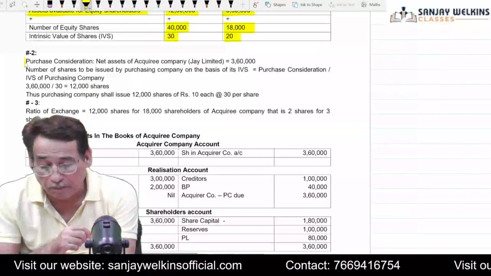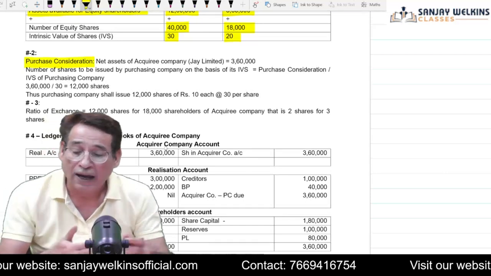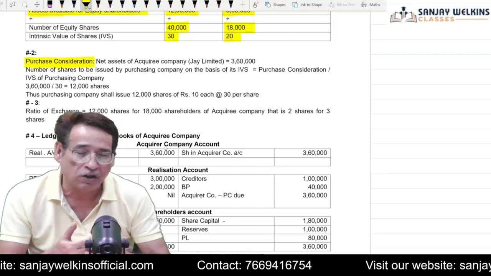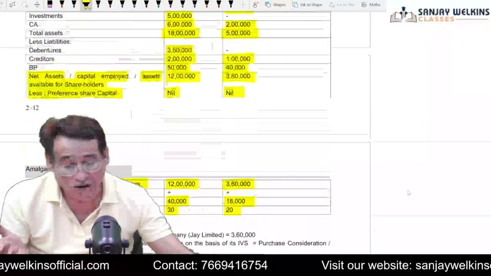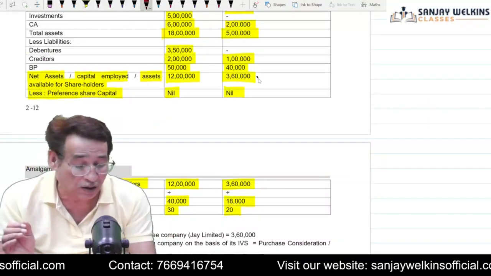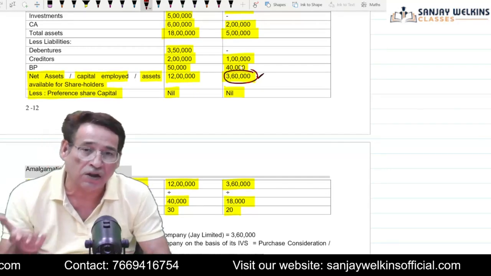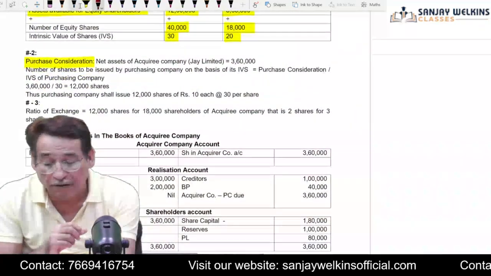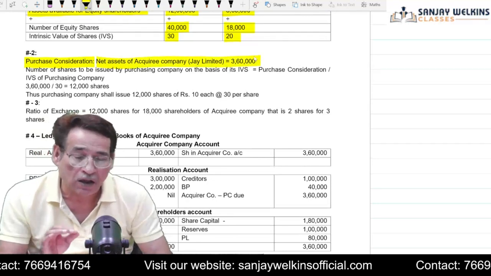Now we come over to the purchase consideration. How to compute the purchase consideration? When we look very carefully, we find that the intrinsic value of share methodology is nothing but an extension of the net assets method. Because after subtracting liabilities from assets, we have already determined the amount of purchase consideration. This 3,60,000 is nothing but the amount of purchase consideration, that is the net assets of the purchased company, correct?